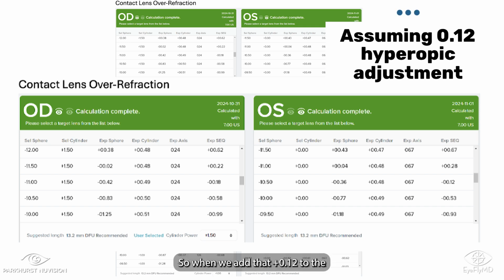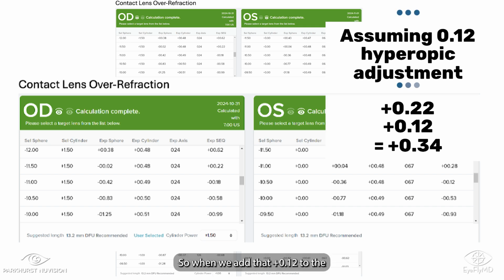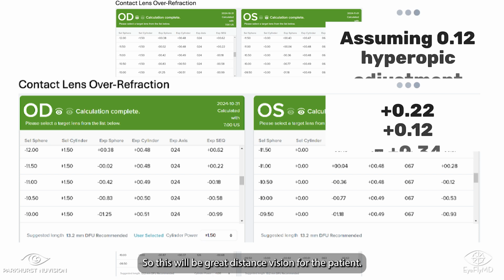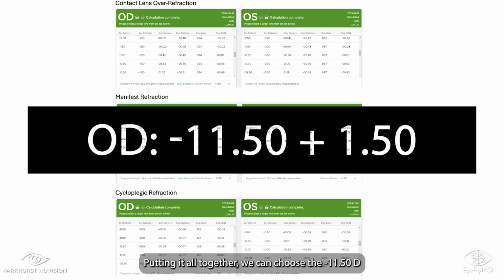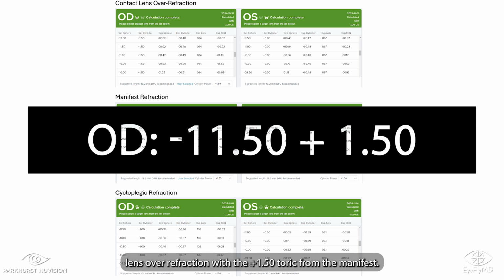So when we add that plus 0.12 to the result of the -11.5, we get 0.34, which is awesome, well within that habitual range, so this will be great distance vision for the patient. Putting it all together, we can choose the minus 11.5, which really comes from the contact lens over refraction, with the 150 toric from the manifest.